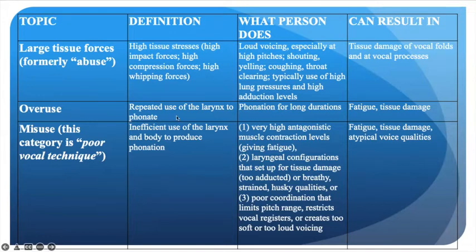Overuse is repeated use of the larynx to phonate. So overuse is phonating for long periods of time, and it can result in fatigue and tissue damage. And then there's misuse, which is basically poor vocal technique. So it's inefficient use of the larynx. So this might be high antagonistic muscle contraction levels that yield fatigue, laryngeal configurations that set the body up for tissue damage, like things are too adducted or too breathy, poor coordination that limits pitch range, restricts registers, creates too loud or soft voice, and it results in fatigue, tissue damage, and atypical vocal qualities.